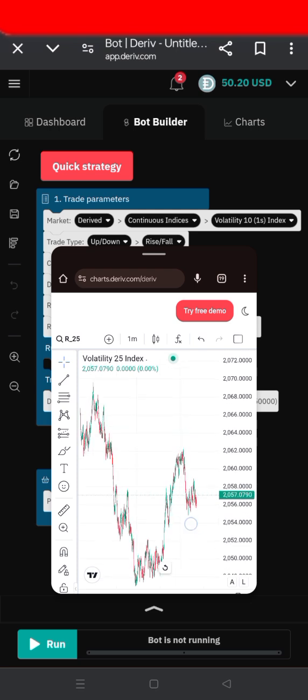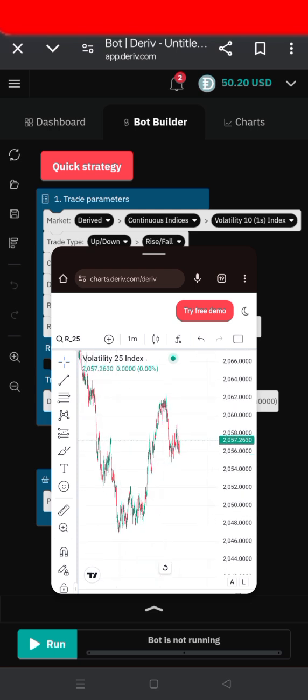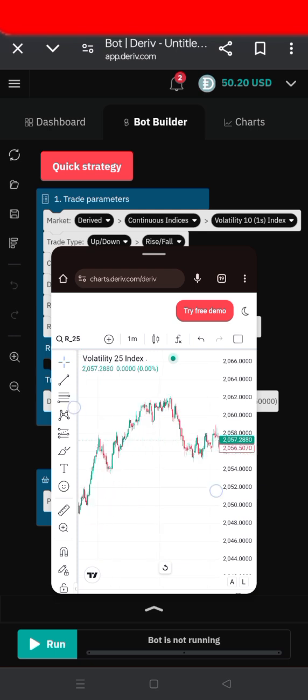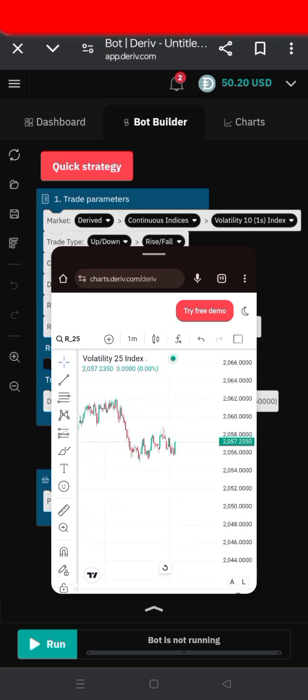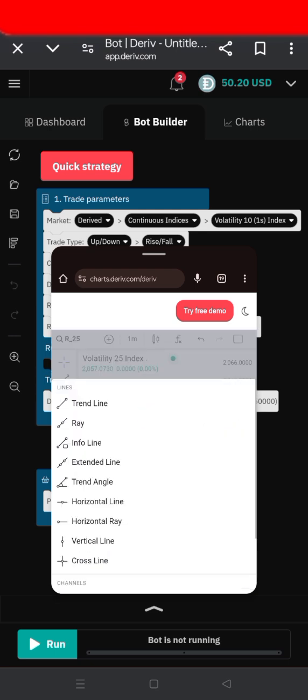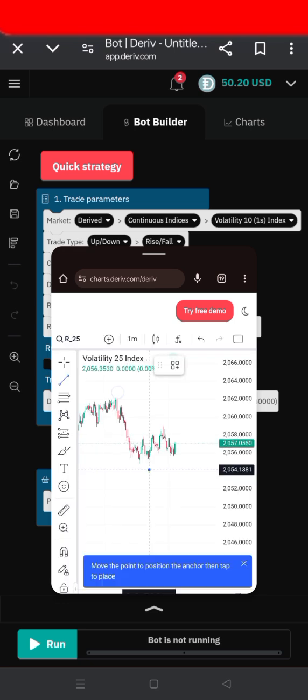I told you guys you can do your analysis using your phone, that's why I'm doing it using my mobile phone, just to encourage you guys that it's not necessary that you should trade using a laptop.